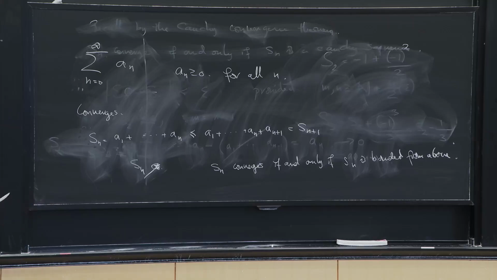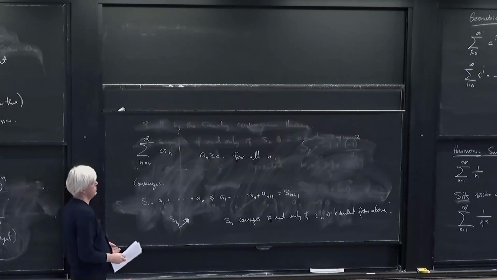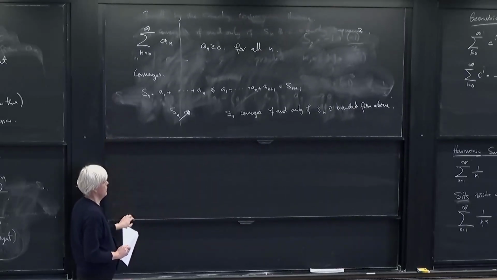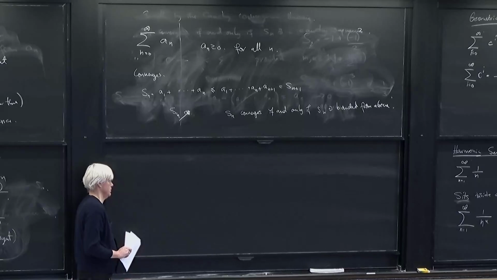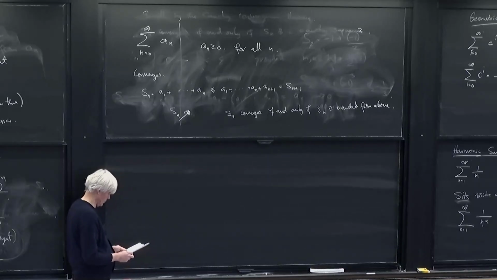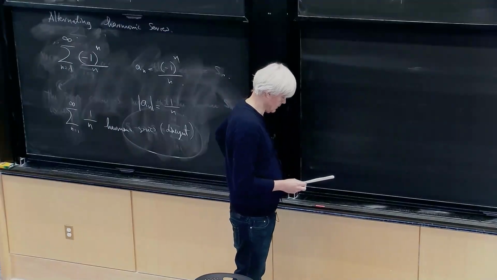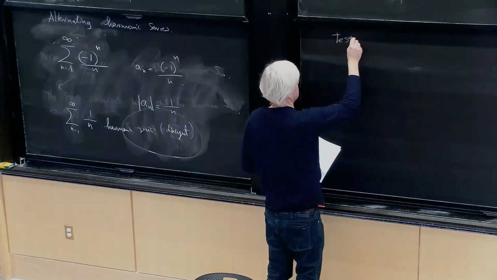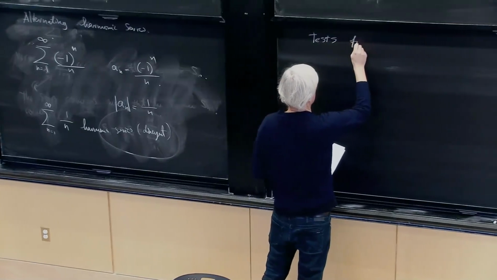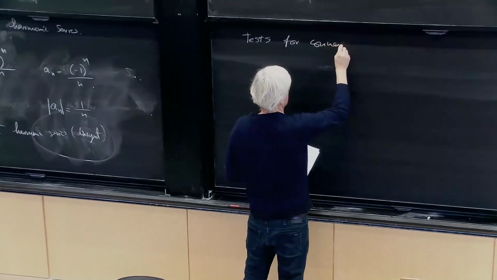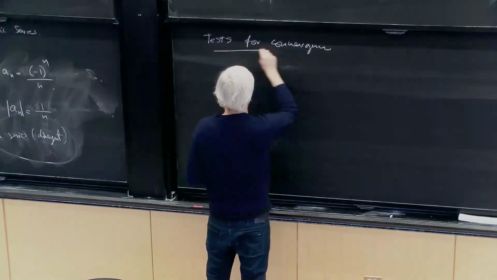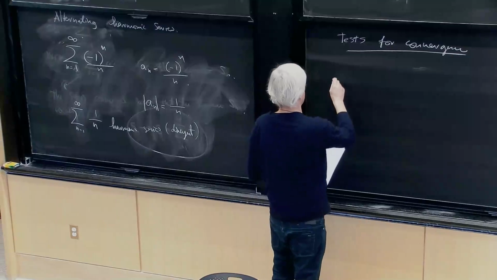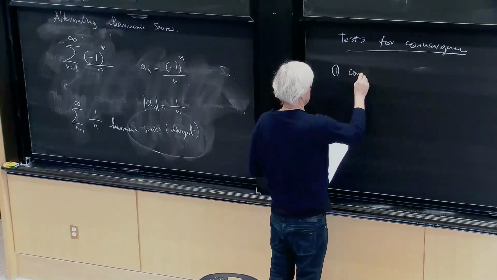Okay, so now when you have a series and you have already checked that a_n goes to 0, and you are then asked to determine whether the series is converging or not, then there are a number of tests for convergence. And so there's a bunch of them. In this lecture, I'll just talk about the comparison test.